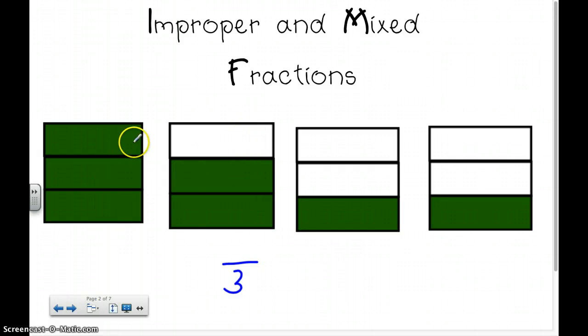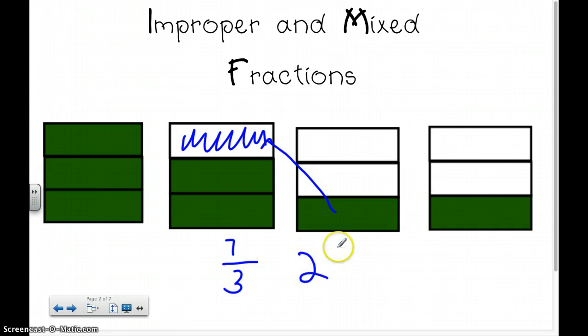Now I'm going to count how many pieces are shaded. 1, 2, 3, 4, 5, 6, 7. So I have 7 thirds. If I want to do the mixed fraction for this, I'm going to move this piece over here, fill this in. So now I have 2 wholes and 1 third.